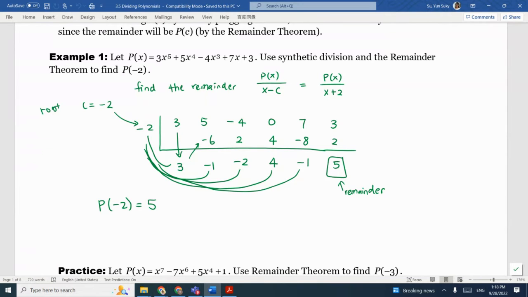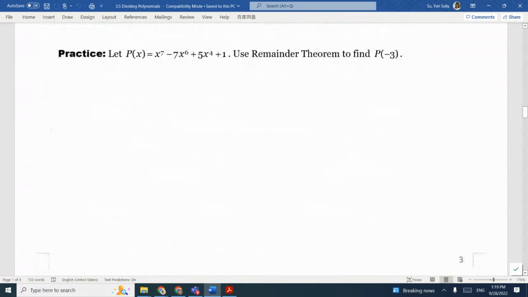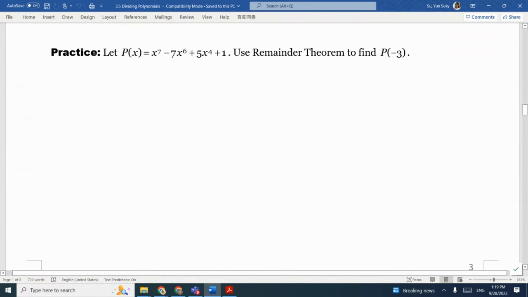Okay, so we move this down and then multiply by the root and put it in the next column. And then we add the numbers in that column and then multiply by the root and put it into the next column. So we repeat this process until we find the remainder. So p of -2 equals 5. Do you still remember this example? Okay, let's continue.